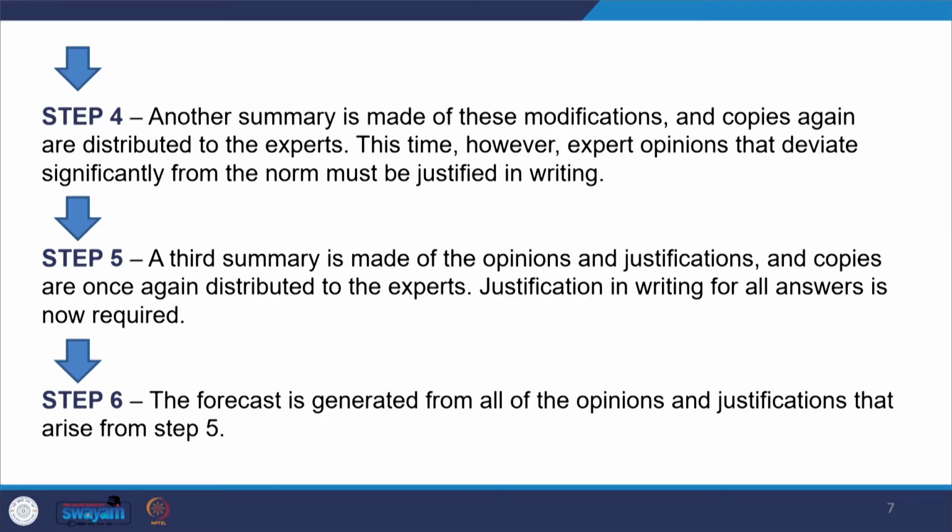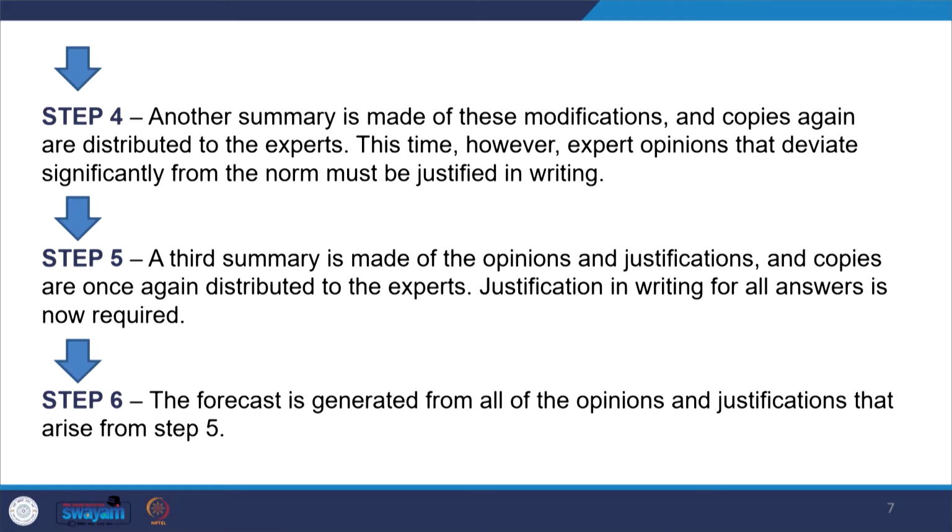So, what happens in the fourth step? Then another summary report is made after the new responses are collected, and the copies are again distributed to the experts. This time however, expert opinions that deviate significantly from the norm must be justified in writing. So, suppose some experts' opinions are very different, let us say somebody says energy requirement in the country will go up, let us say out of 50, 45 people have said that or 40 people have said that, but 10 people are saying no, energy requirement will come down. Now, why? They have their own reasons for that, right.